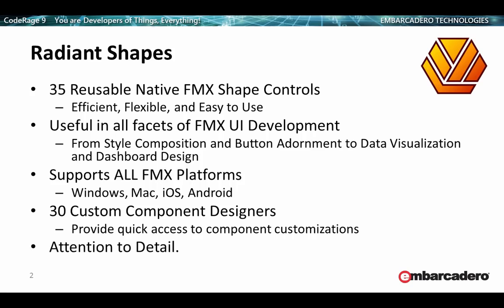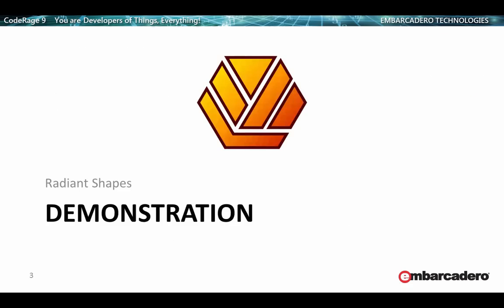And of course, there's the Raize Software attention to detail. This goes from everything from the design of the property names and the similar functionality, consistent behavior, even down to the icons in the component palette to easily recognize which shape and component you're using. So rather than talk more about Radiant Shapes in the slides, the best way is to actually dig in and take a look, see what it's all about.